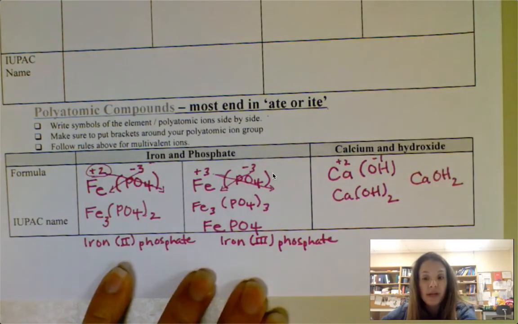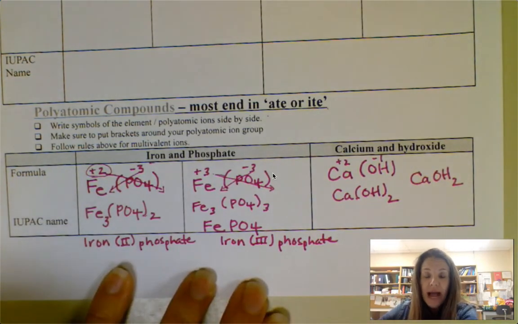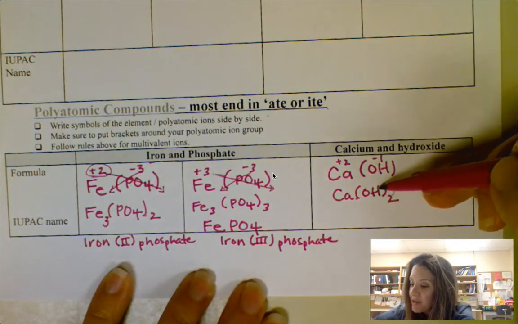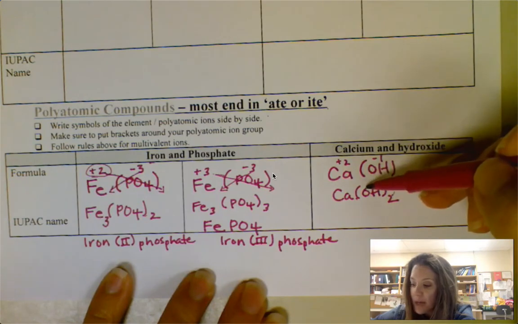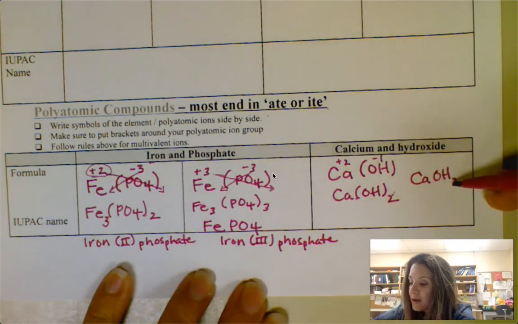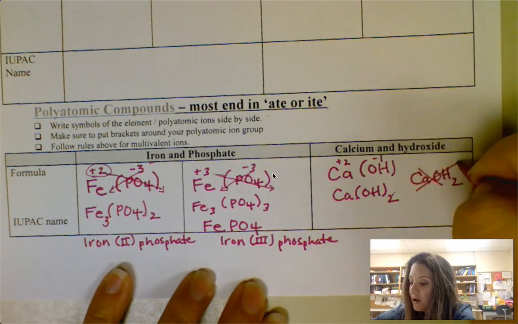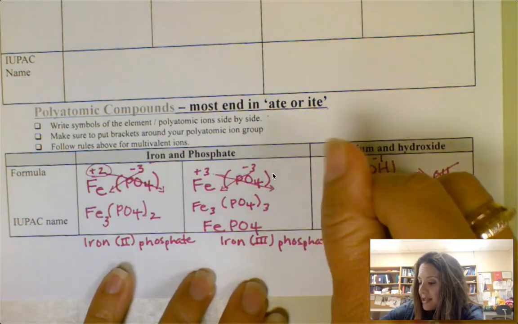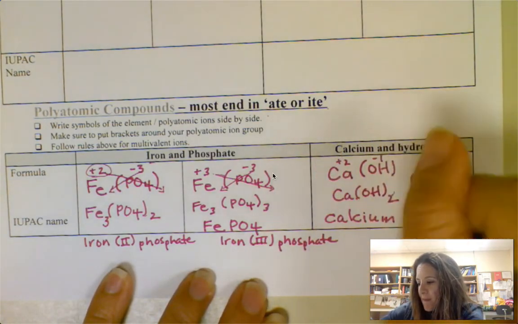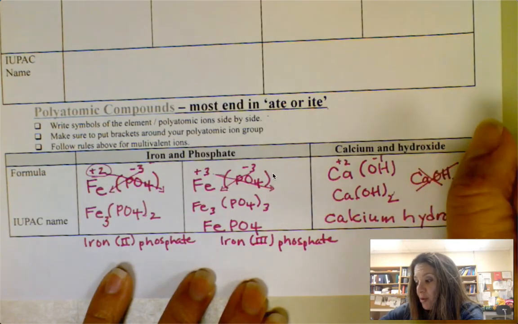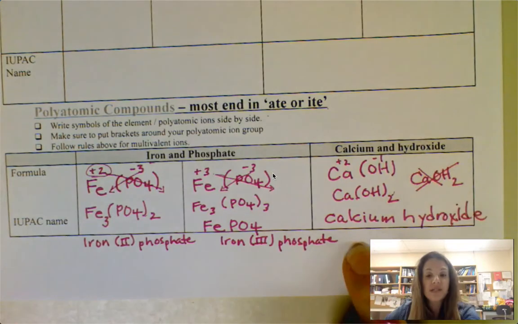CaOH2, that would be incorrect, because when you go to count the number of atoms for this particular compound, this 2 tells you that you have 2 atoms of hydrogen and 2 atoms of oxygen. Over here, you have 2 atoms of hydrogen and 1 atom of oxygen. So it's imperative that you leave the brackets on. We call this calcium hydroxide. We do not need to put a Roman numeral because calcium does not have more than one valence option.